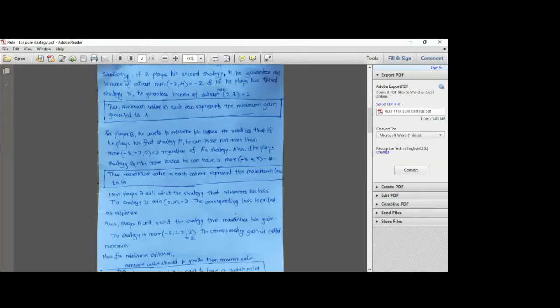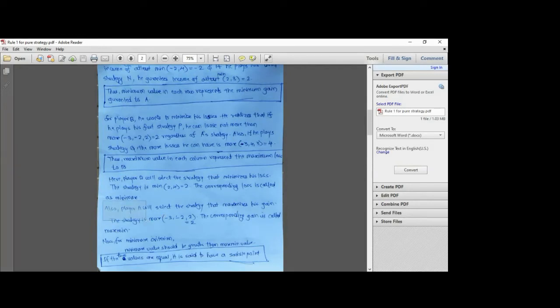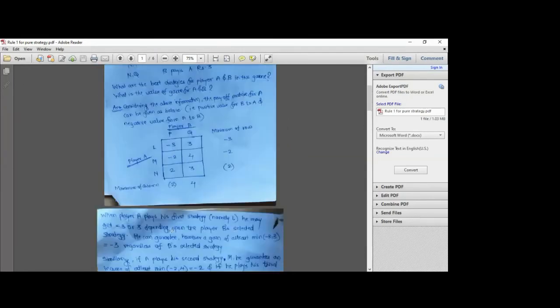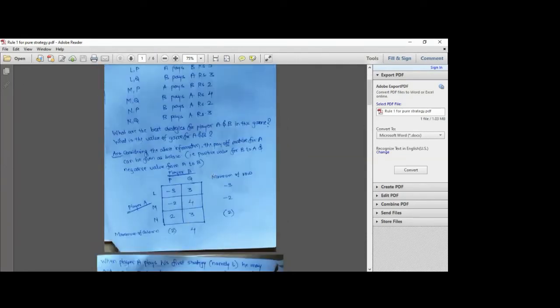So here player A will select the strategy that maximizes his gain. So the strategy is the selection of the max value among -3, -2 and 2, which is equal to 2, and the corresponding gain is called the maxmin. So why is it called maxmin? Because we have earlier selected the minimum values, and now we are going to select the max value. So this is called the maxmin value, right?